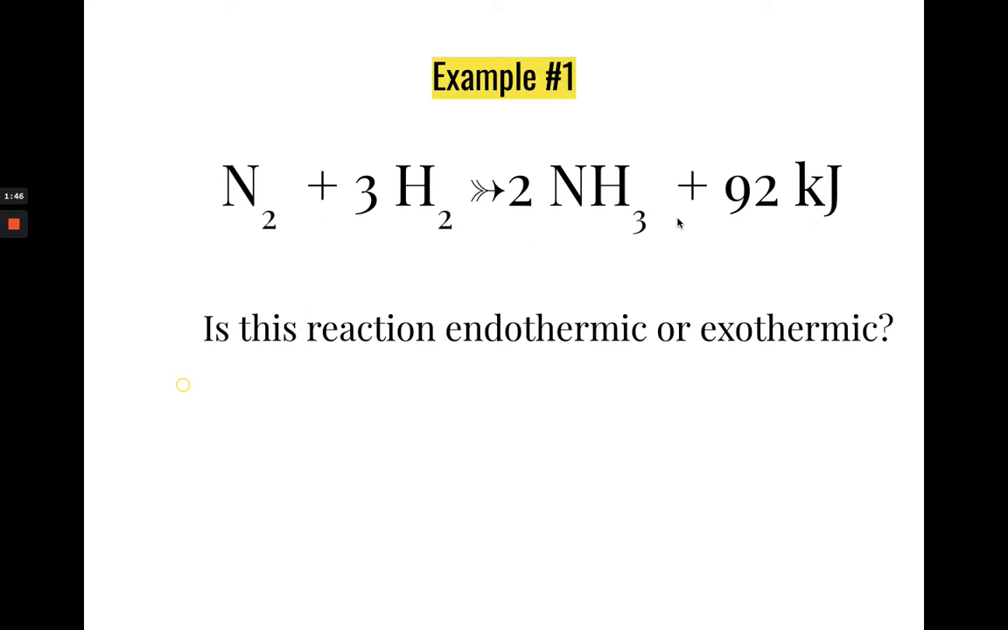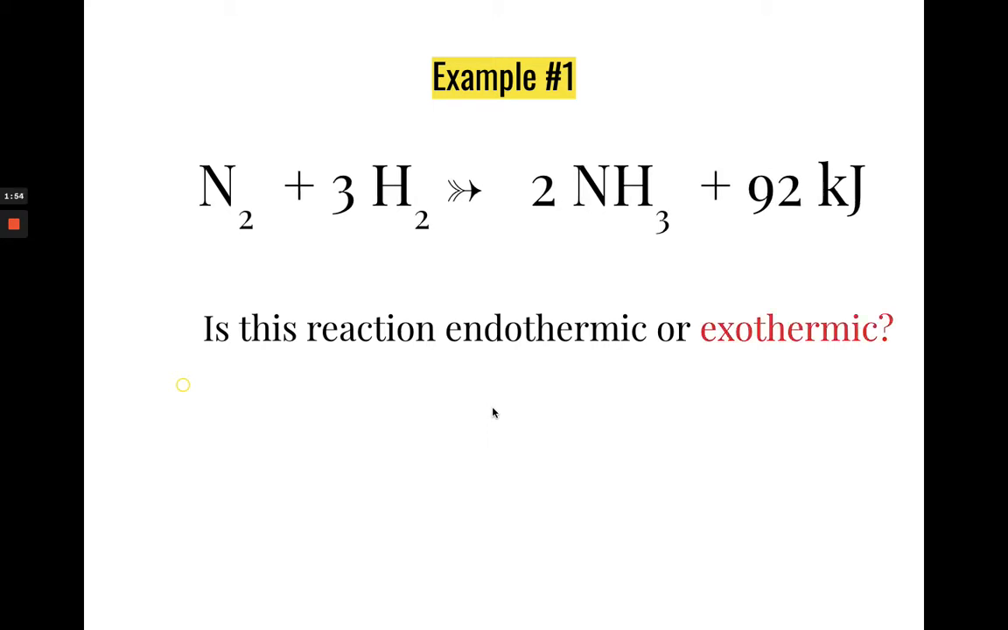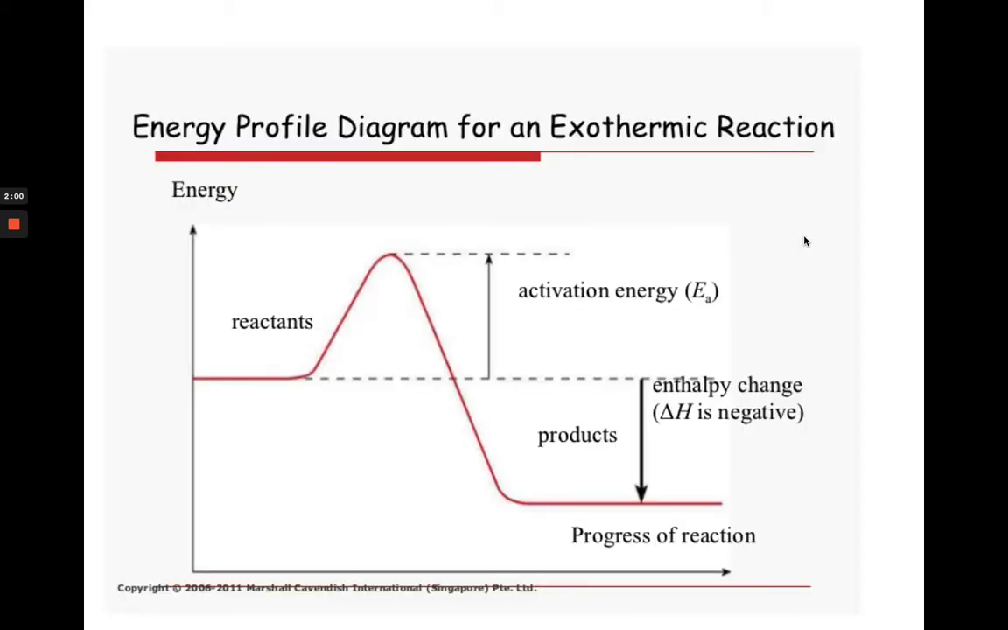Now, just to review, if this is on your product side, is this reaction endothermic or exothermic? If you said exothermic, you're correct. Heat is being released from this reaction. That's why it's on the product side. As you remember, when it's on the product side, you have a delta H that is negative, that energy is released, and more energy is stored in the reactants than in the products.